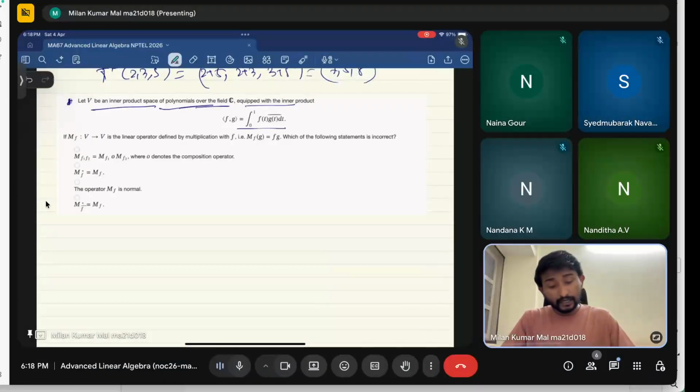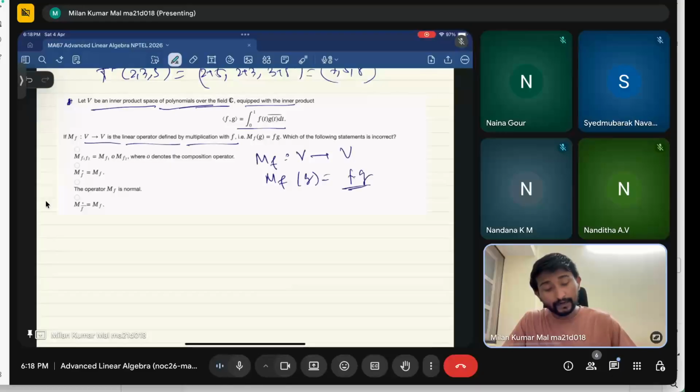because complex numbers are involved. So let M_f be the linear operator defined by this. Here M_f is called the multiplication operator, from V to V. V is an inner product space. So M_f on an element g is multiplied by f dot g. Here f dot g is a function, that means a polynomial.